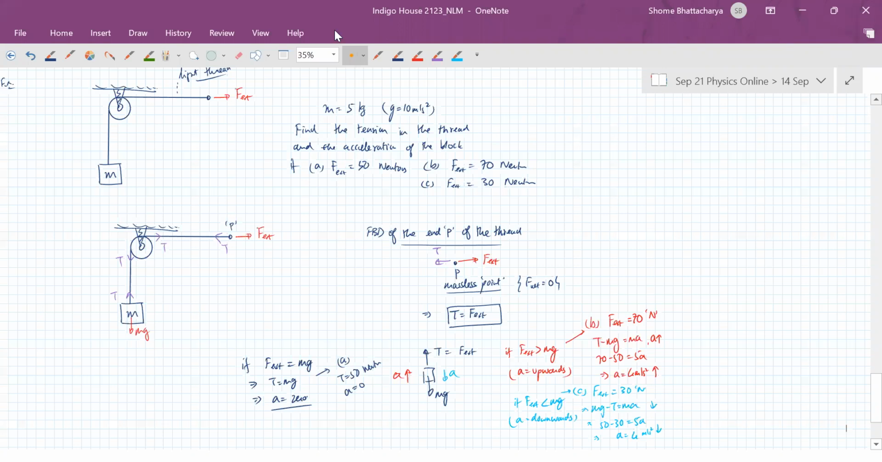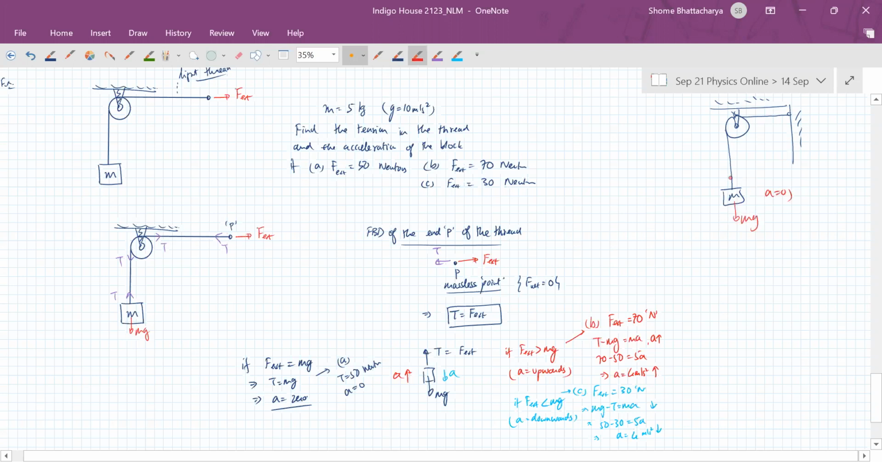Okay. Now suppose we had a situation like this, that at this end there is a wall, and what I've done is I've just attached the thread to this point on the wall, and the other end of the thread to the block. Now obviously in this case the tension in the string will automatically become equal to the weight of the block, because its acceleration will be 0. So here the tension is decided by the weight of the block.